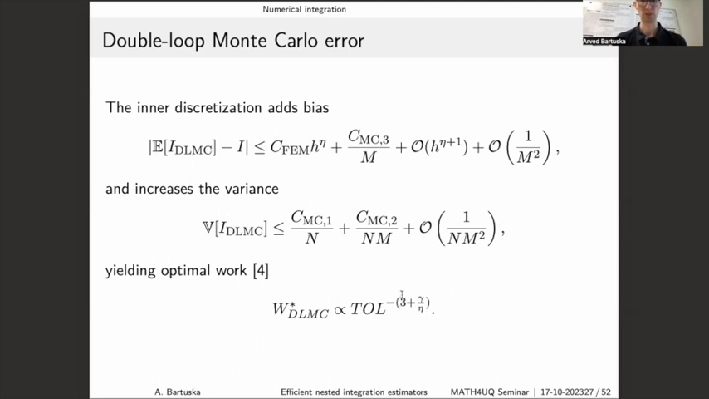Now the optimal work is tolerance to the -3 plus gamma over eta. Before we had 2 plus gamma over eta. This comes from the finite elements. So we have a new factor of tau from this inner Monte Carlo sampling. Basically what this means is that if we want to reduce the error by 1/2, we need to increase the cost by a factor of 8 now. Before it was a factor of 4. This is how the cost increases, plus the finite element error, but this stays the same.